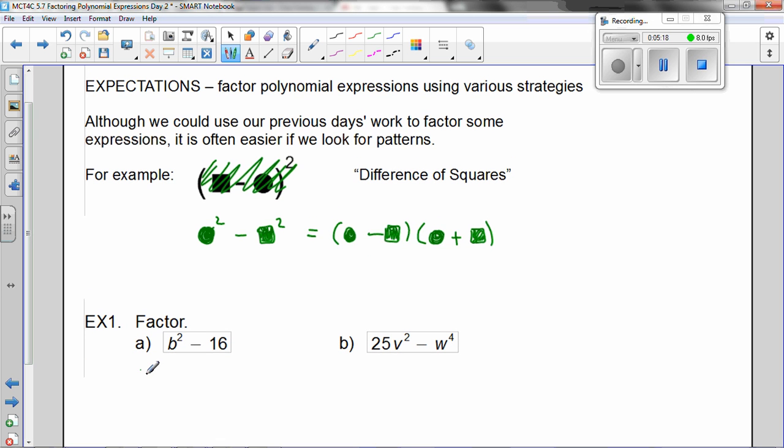And so for this one, how do I factor this? Well, I can identify that both of these I can take the square root of, so I know it's a difference of squares. B minus 4, B plus 4. I don't have to do any number games. I recognize the pattern. That's it. This one I can see I can take the square root of both things. Square root of 25v squared is 5v. The square root of w to the exponent 4, I need the square root of this whole thing. Well, that's w squared times w squared, isn't it? That's what I take the square root of.